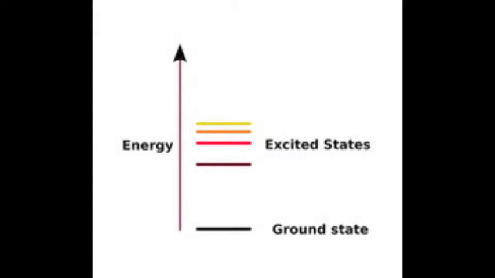The ground state is the lowest energy level of an electron in an atom. An excited state is any level higher than the ground state. When an atom gains energy, it moves to the excited state, and when an atom loses energy, it moves down to the ground state.